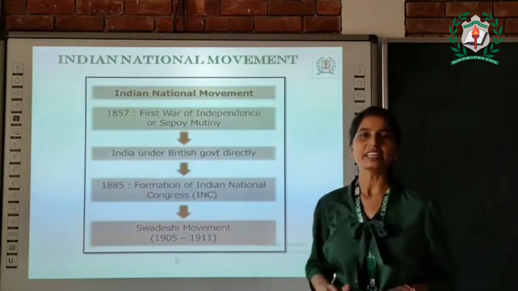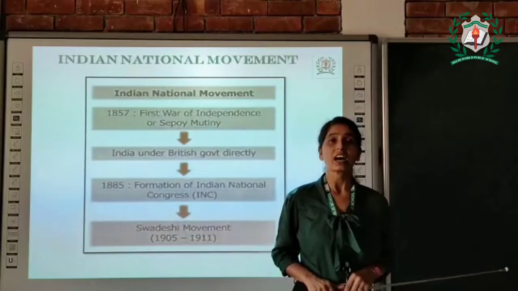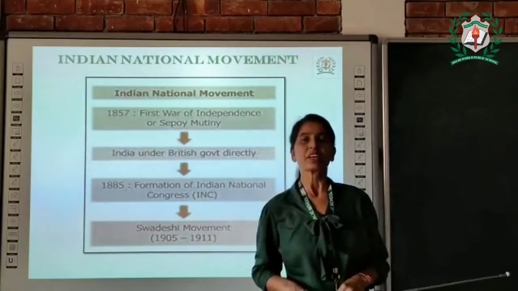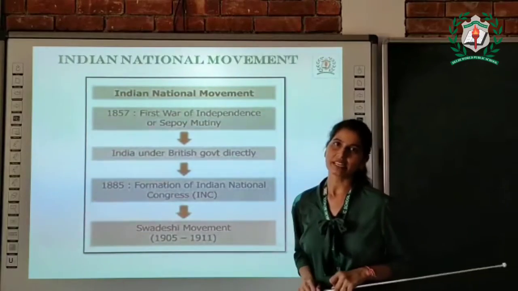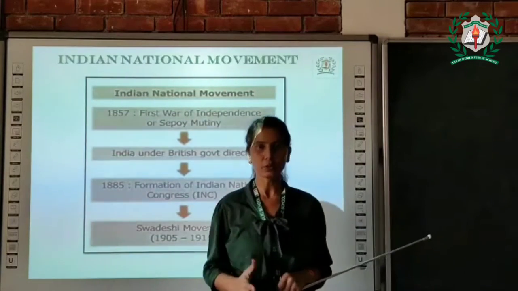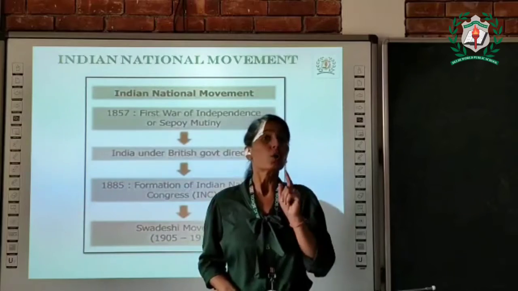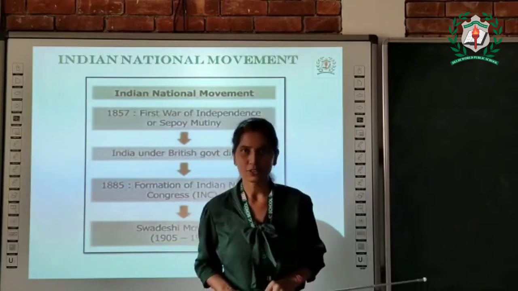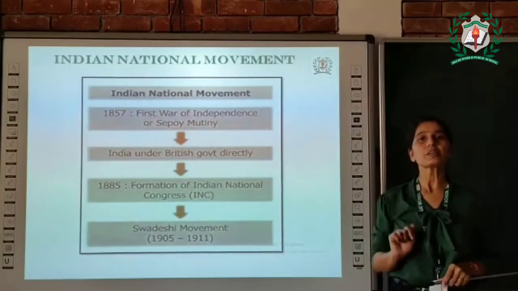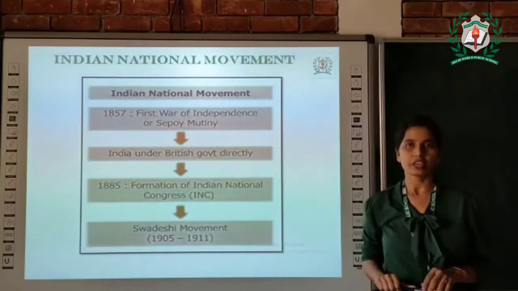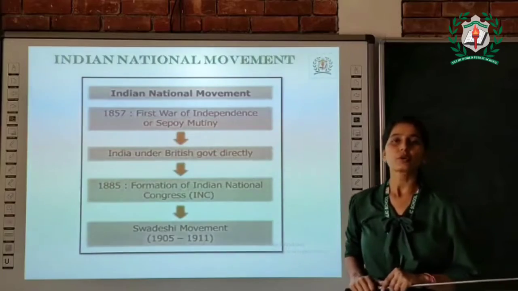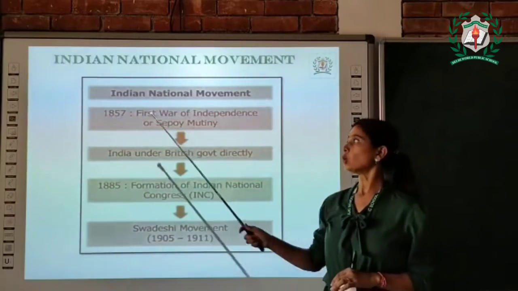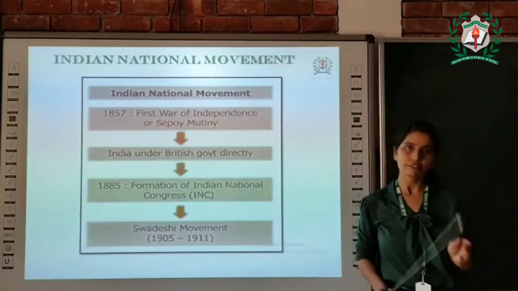As we have studied in our previous chapter about the revolt of 1857, the leader of that revolt was Bahadur Shah Zafar. Right? And he was sent to the Rangoon jail by Britishers. So what happened after that? As we know, the revolt of 1857 failed.